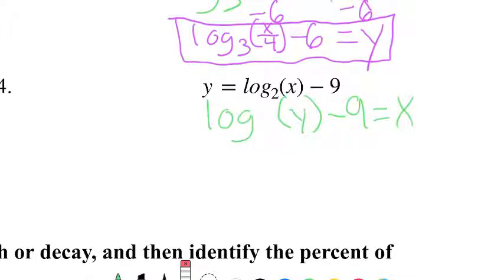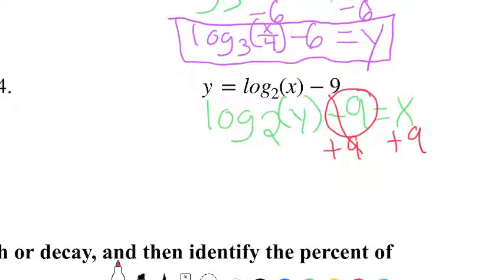First of all, do we have our log by itself? No, we do not. We have this negative 9 attached to the log. So we have to get rid of it. So plus 9, plus 9. Negative 9 plus 9 cancels out. You're left with log base 2 of y equals x plus 9.